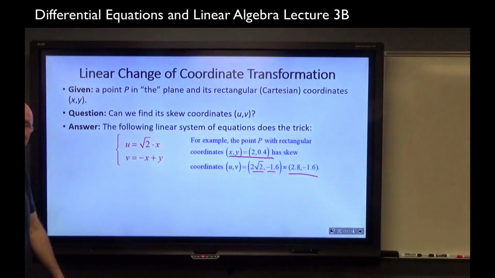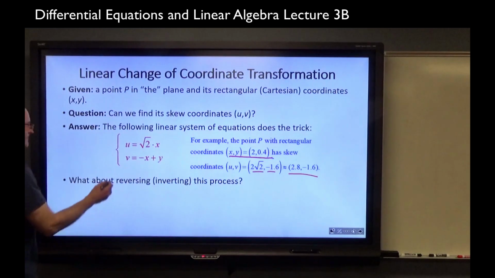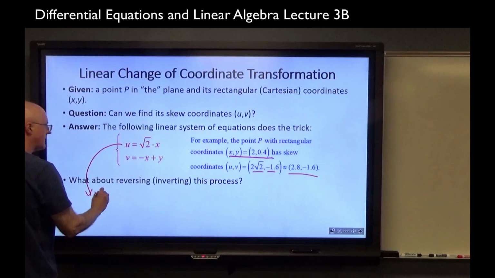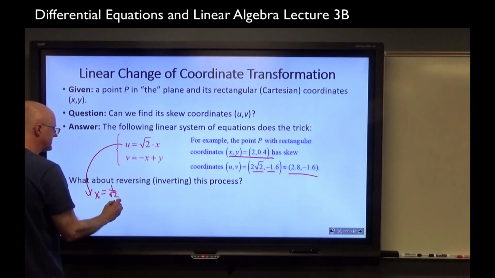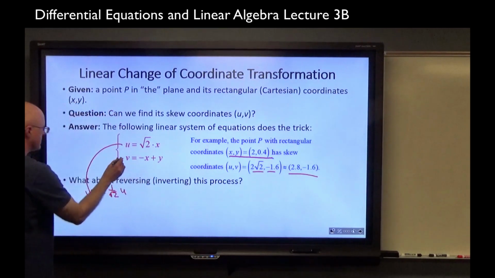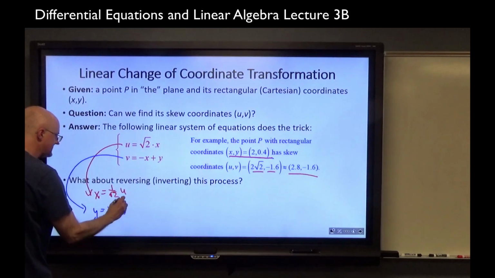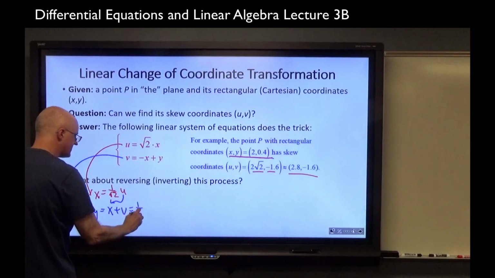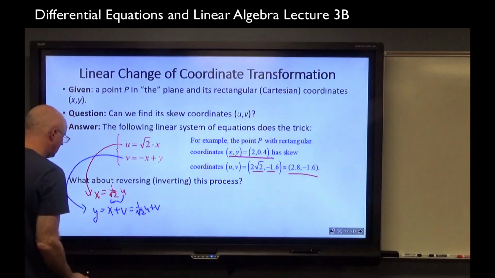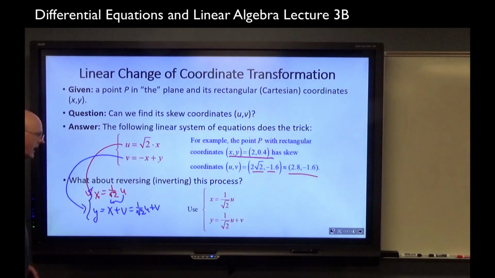And you can check other ones. Can we reverse the process? Given UV coordinates, can we find the x, y coordinates? Sure. Just solve this system of equations for x and y in terms of u and v. The first equation is easy to do. Divide both sides by square root of 2. X would be 1 over square root of 2 times u. Take this one. Add x to both sides. You get y is x plus v, but x is 1 over square root of 2 times u. It's this system of equations that converts from u and v back to x, y. There we go.